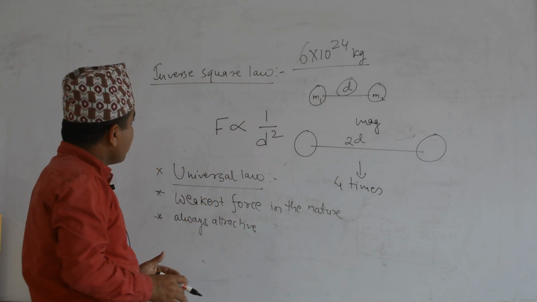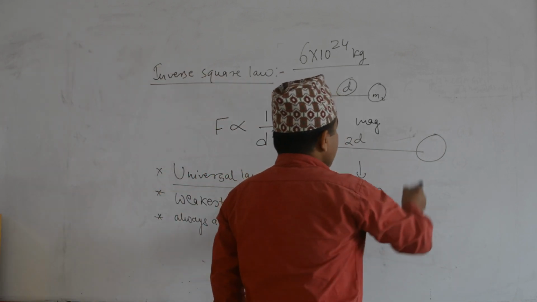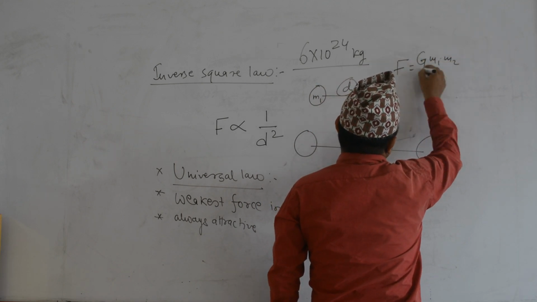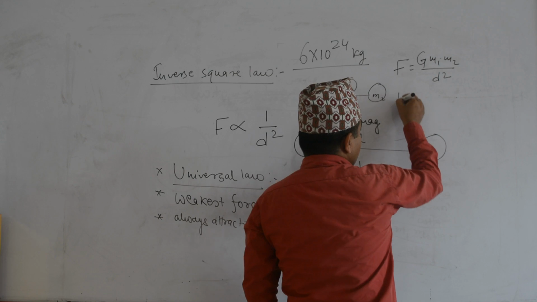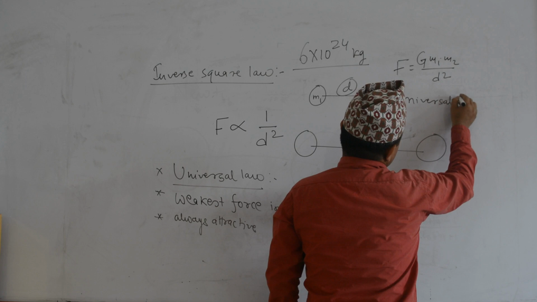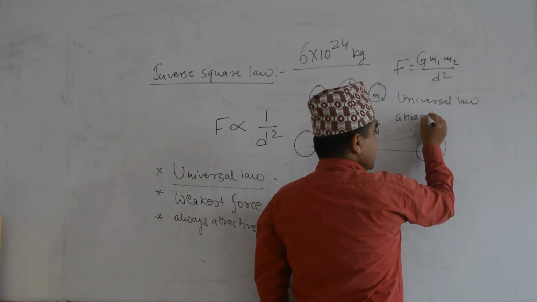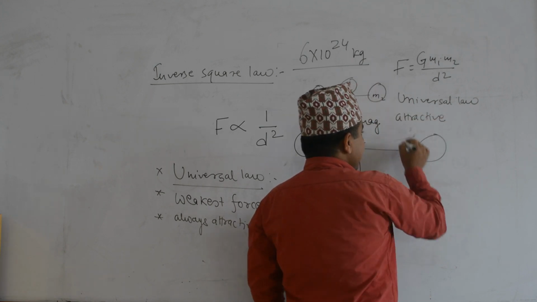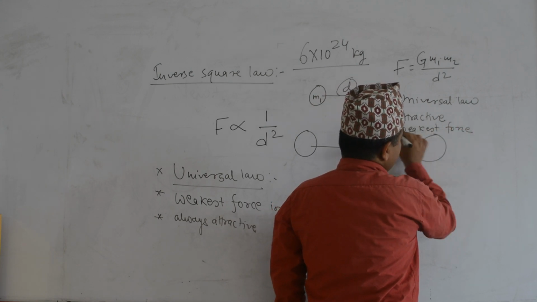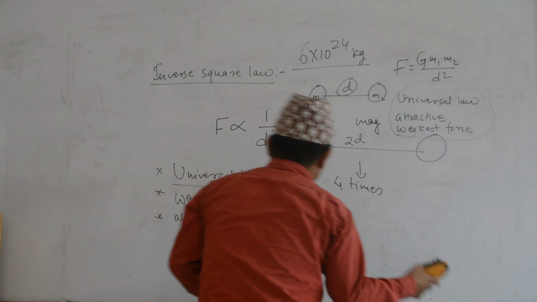So these are some of the key points while discussing Newton's law of gravitation. I would like to revise a bit. Mathematically, Newton's law of gravitation can be expressed as F is equal to G m1 into m2 over d square. It is a universal law. It is applicable everywhere. It is always attractive in nature, and it is the weakest force in nature. So this comes under the introduction of gravitational force.